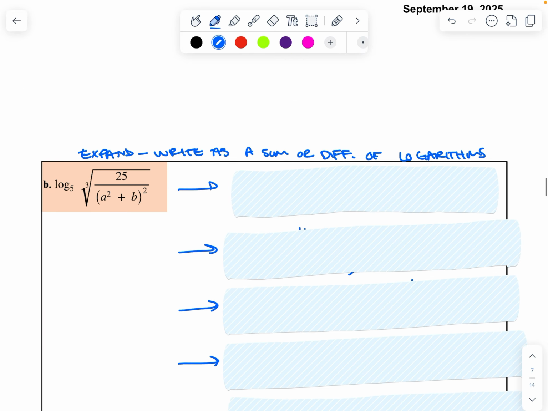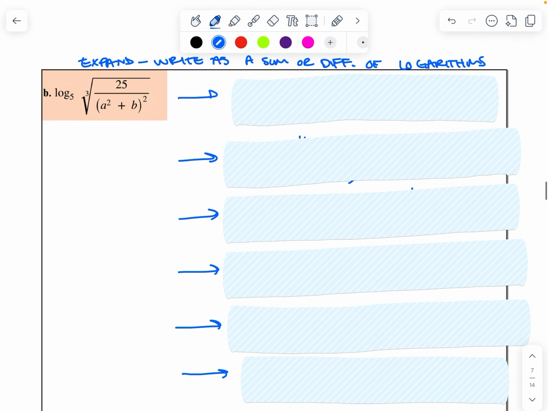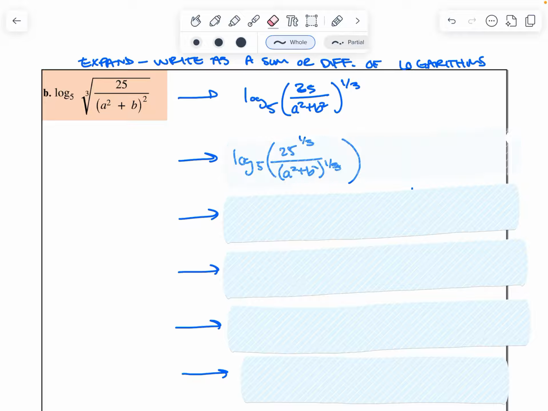Take a second and see what you can do with this. This is another one very similar to the last. In 5 seconds, I'm going to open it up. We want to expand it. So first, write that 1/3 as a power. Next, bring the power out front or apply it to both things.